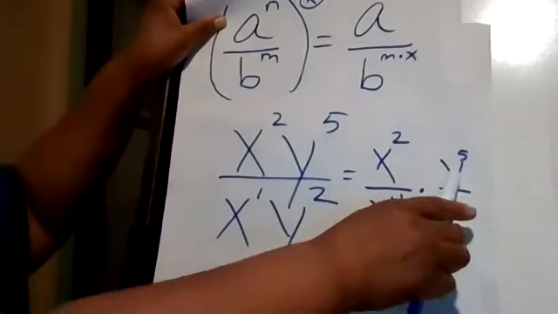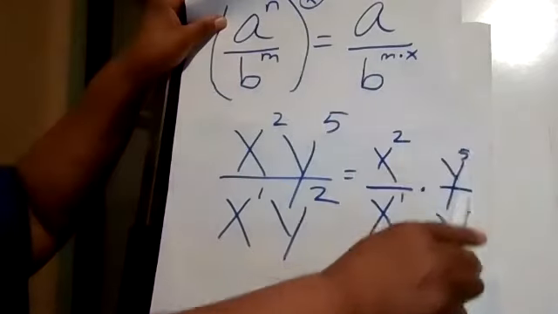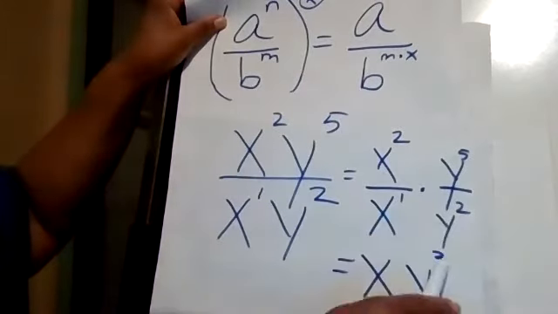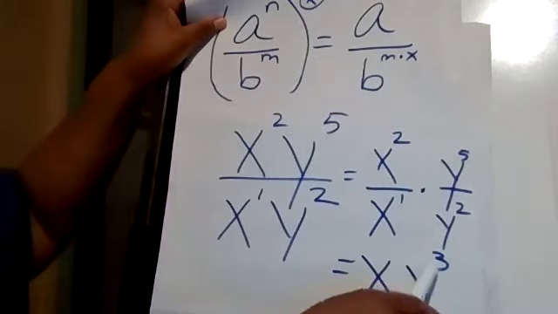Do the same thing with the base of y. Bases are the same, keep it, subtract the exponents. 5 minus 2 gives me 3. So my answer would end up to be x, y cubed.